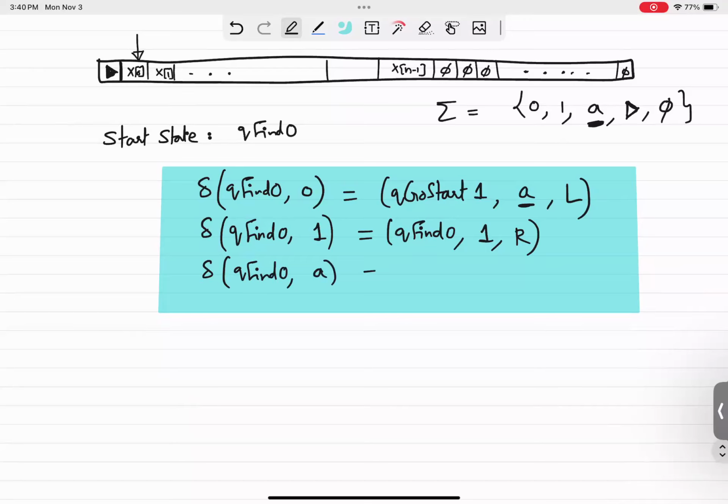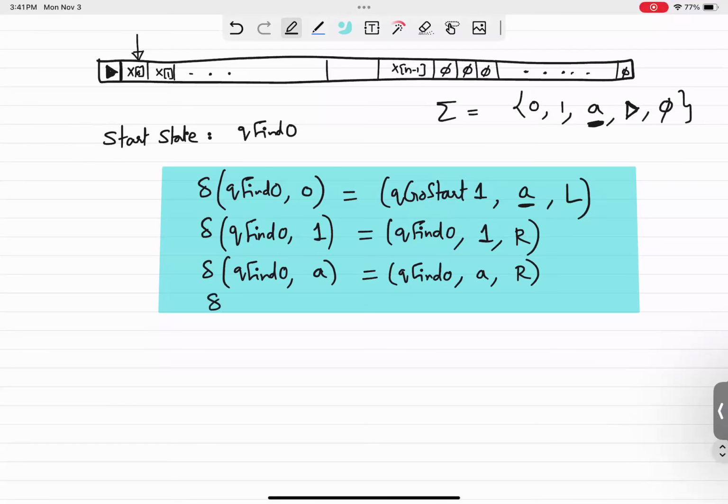If I see a symbol A, what should I do? Again, this is something that has already been used up, has already been marked, so I should skip it. Stay in the same state, keep it the same, go to the right.